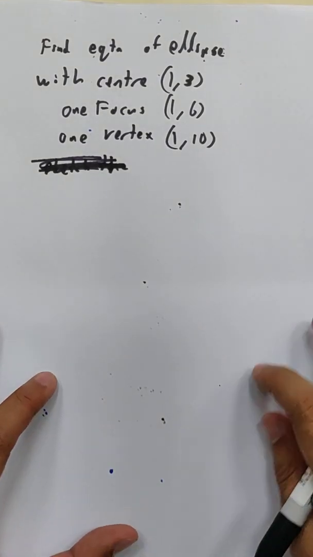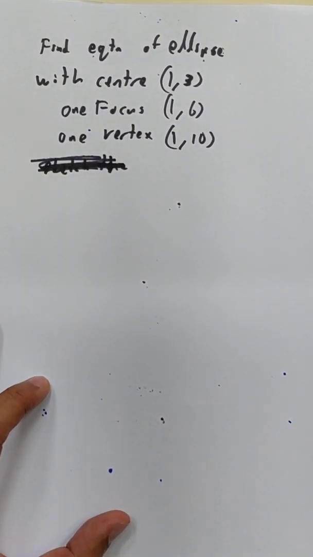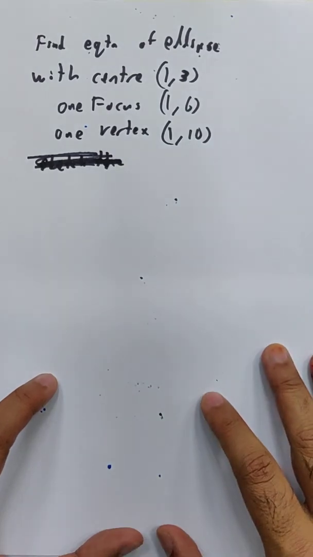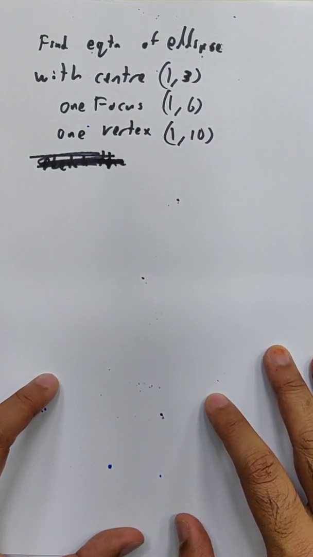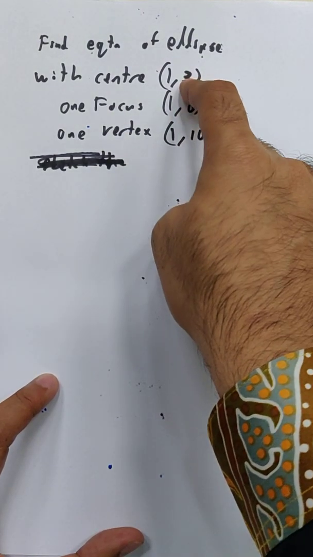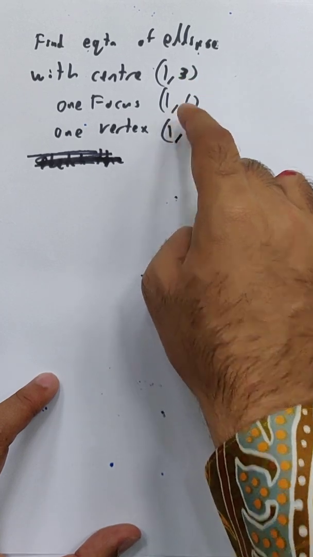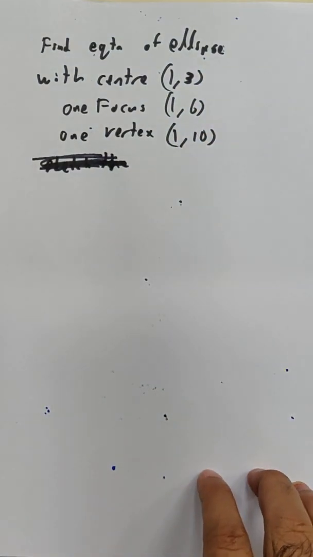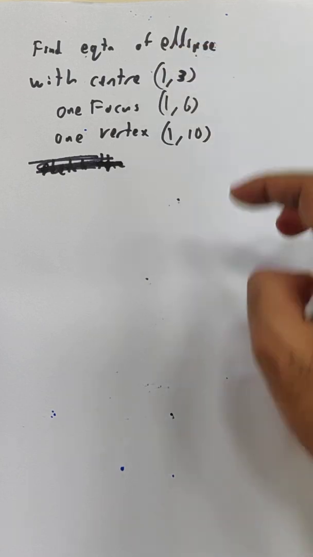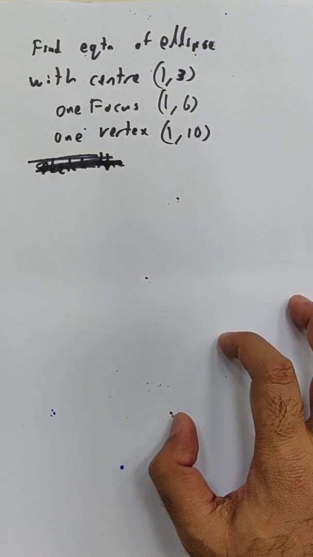Okay, so we are running out a bit of time, so I'm skipping the vertical ellipse sketching, so we go to here. This is a bit advanced. We were told that the center is 1, 3, one focus is 1, 6, one vertex is 1, 10. Are they changing in the x or in the y? They're changing in the y.